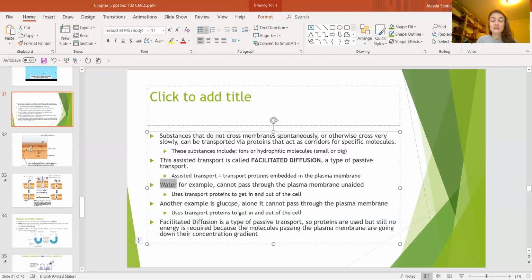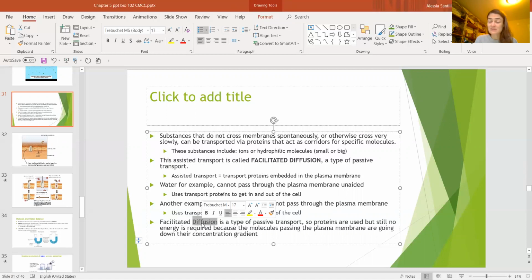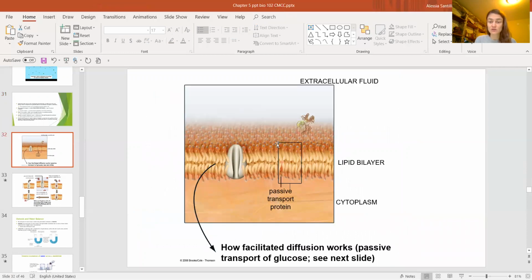Another example is glucose, right? Alone, it cannot pass through the plasma membrane. It's too bulky, it's too big. And so again, it uses transport protein. The facilitated diffusion has the word diffusion in it, so it's the same type of thing. It's still diffusion. It's still going from a high concentration to a low concentration, and it does not require energy. The only thing that's different now is that when molecules are moving around, they're going through the actual protein and not across the plasma membrane, because the molecule itself cannot.